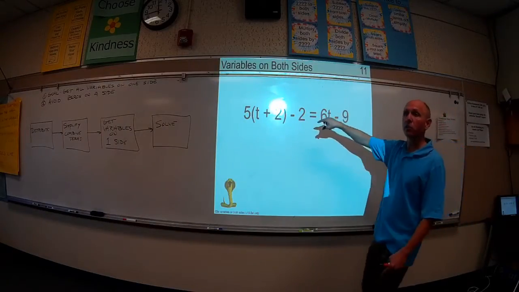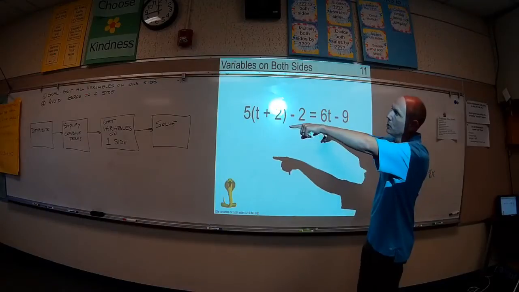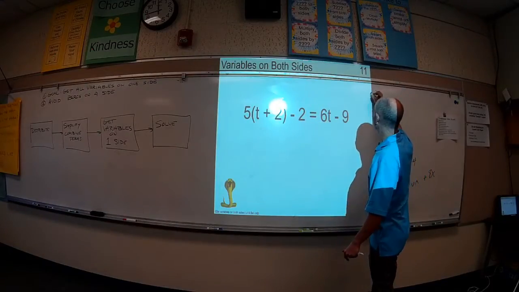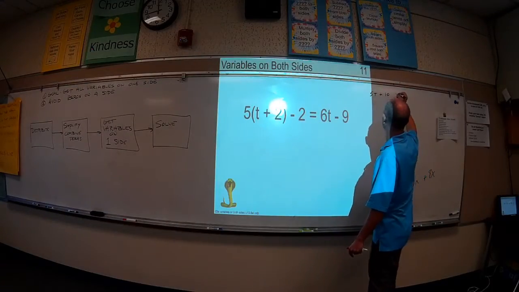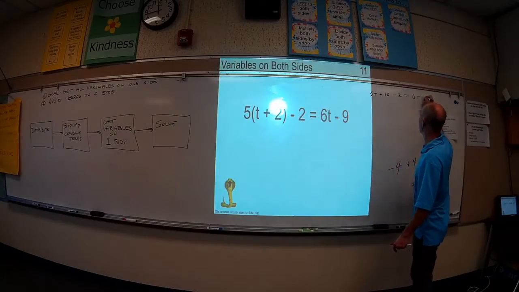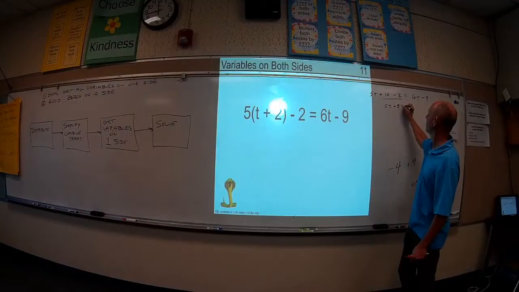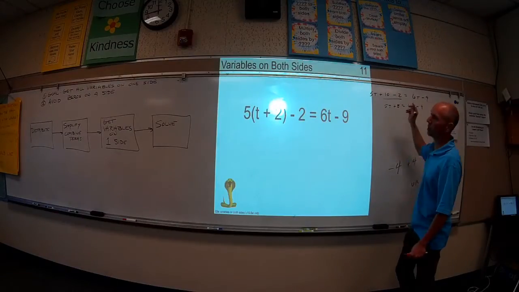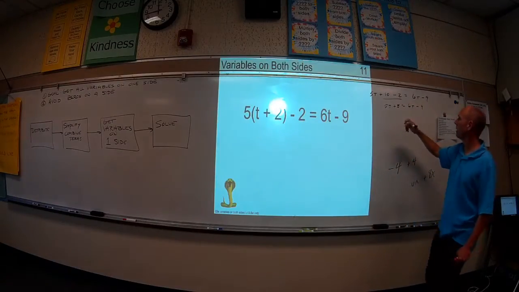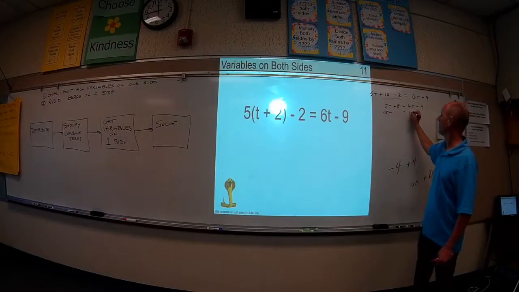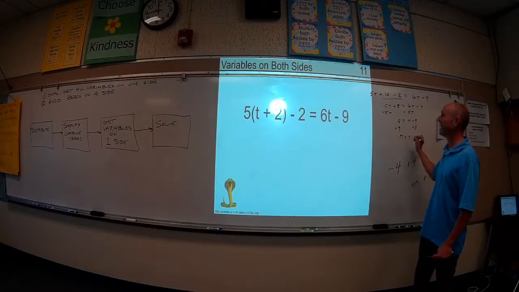Well, first, I'm going to do it the way that I think you should do it. So I'm going to do a distribution. I'm going to go 5t plus 10 minus 2 equals 6t minus 9. Good? I'm going to combine some terms, so I have 5t plus 8 equals 6t minus 9. I'm going to get all the variables on one side. I'm going to subtract 5t, 5t. 8 equals t minus 9, adding 9, t equals 17.